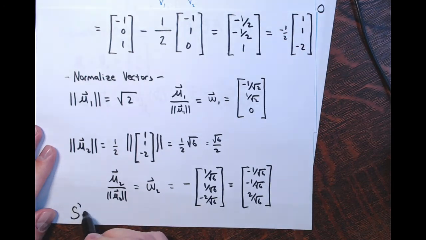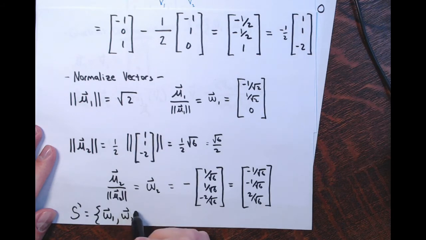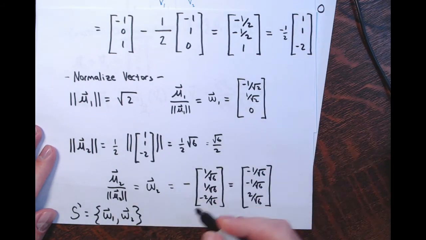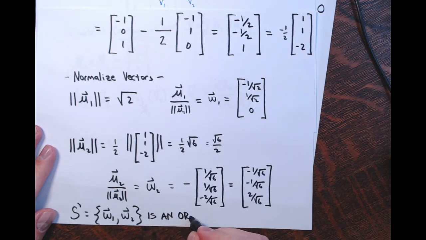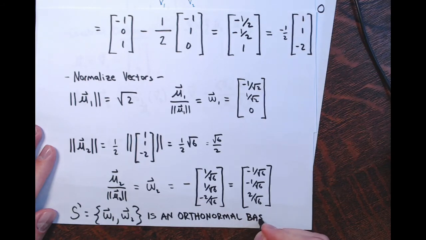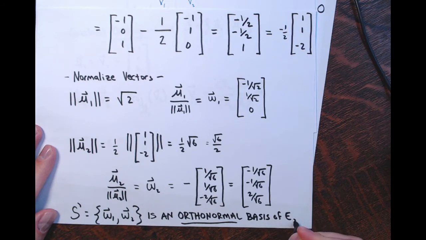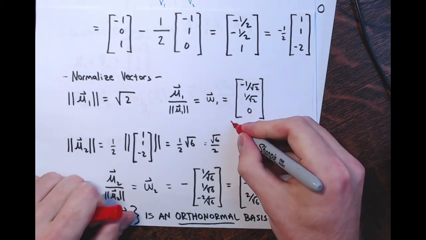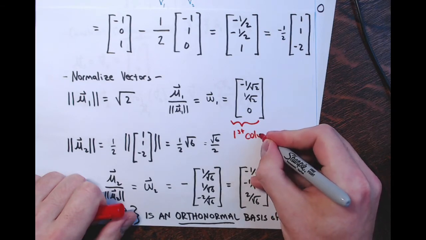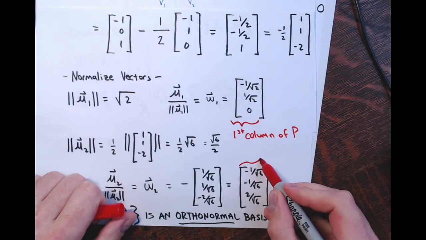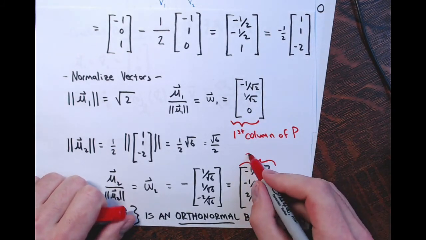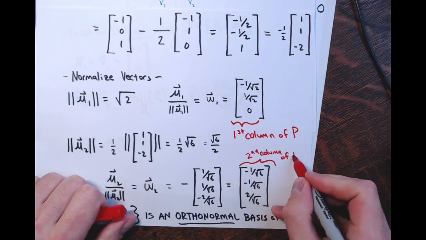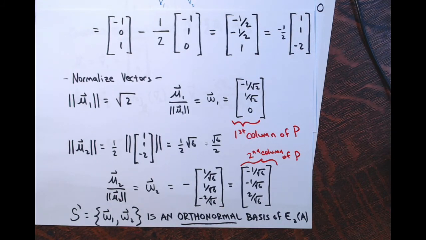This set I'll call S prime, with W1 and W2, this vector with the square roots of 2 and this vector with the square roots of 6. This is an orthonormal basis of that eigenspace corresponding to lambda equals 2. And what I'm going to do is, when we construct that matrix P later, this vector W1, I'll make the first column of P. And this vector W2, with all the square roots of 6 in it, I'll make the second column of that matrix P that will orthogonally diagonalize A. So that was E2.